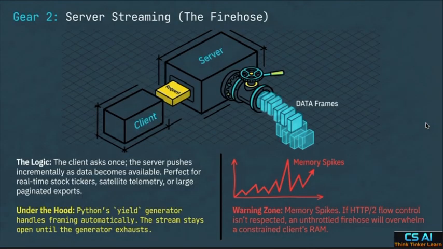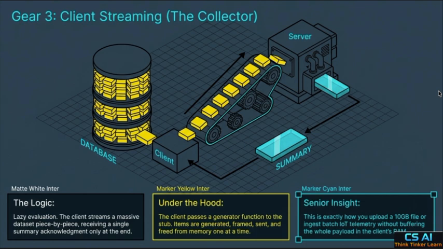Gear 2 is server streaming, also known as the fire hose. The client asks once, and the server pushes incremental data frames as they become available. This is perfect for real-time stock tickers or large paginated exports. Under the hood, if you're using Python, a simple yield generator handles the framing automatically. The warning zone here is memory spikes. If you don't respect HTTP2 flow control, an unthrottled fire hose will overwhelm a constrained client's RAM.